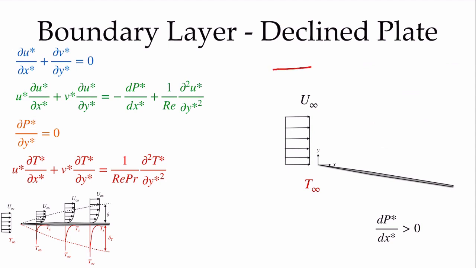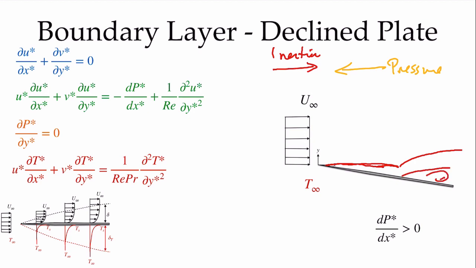Now that means that we have our inertia force going in this direction, as in every case, but now our pressure force is acting in this direction. And so we expect this boundary layer to be larger because the pressure force is resisting the inertia force. In fact, that pressure force can overcome the inertia force and we can experience a flow separation. So perhaps our boundary layer is growing larger than if it was a flat plate. And perhaps at some point we experience a flow separation where the flow no longer follows the surface. In this region here, we have a flow separation.